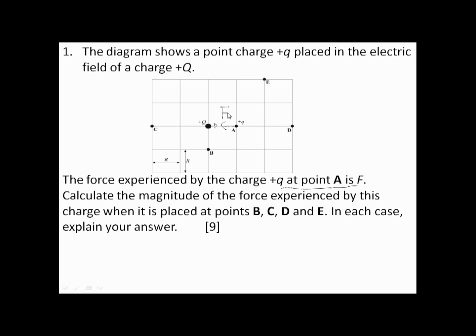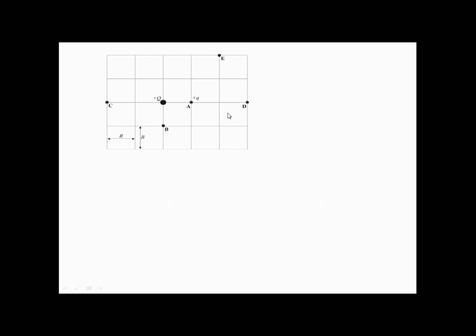Now calculate the magnitude of the force experienced by this charge when it's placed at the points B, C, D, and E. In each case, explain your answer. Okay, so there you go. Here is the diagram of just now. So bear in mind, given here, the force between these two is positive q. So I will label it as F, and I label the distance here as r.